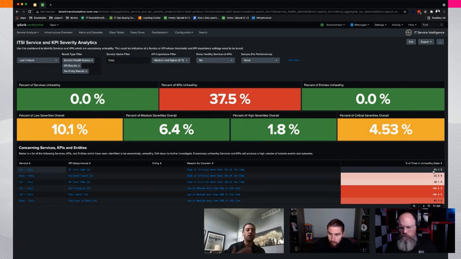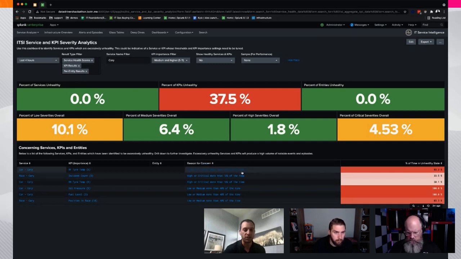So if you just think about this logically, unless that KPI or that service is having a problem right now, it's probably unlikely that it should spend 95% of its time in a critical status. This is a strong indication that this KPI might not be thresholded correctly.